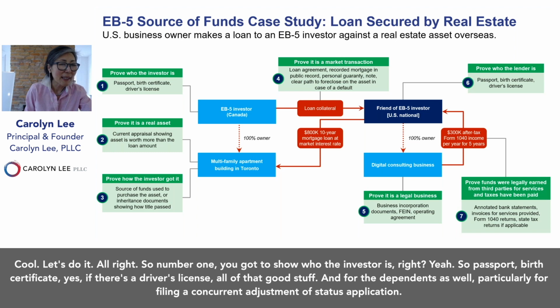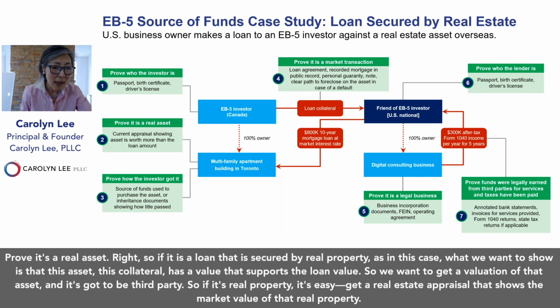So number one, you've got to show who the investor is. So passport, birth certificate, if there's a driver's license, all of that good stuff. And for the dependents as well, particularly for filing a concurrent adjustment of status application. Number two, prove it's a real asset. Great.